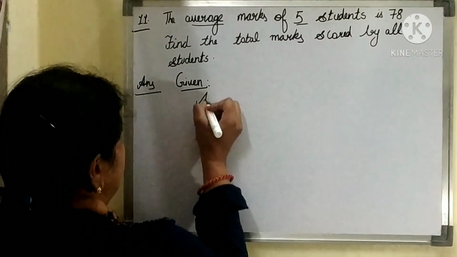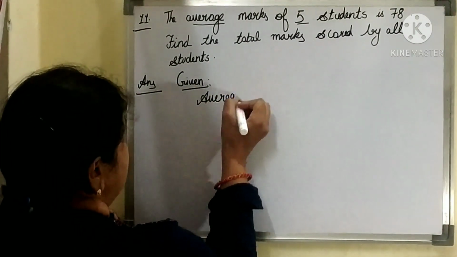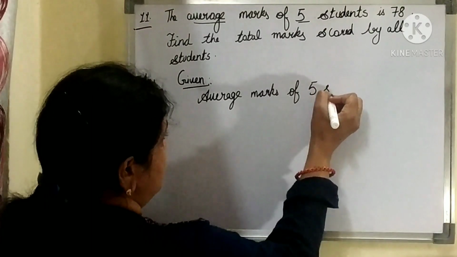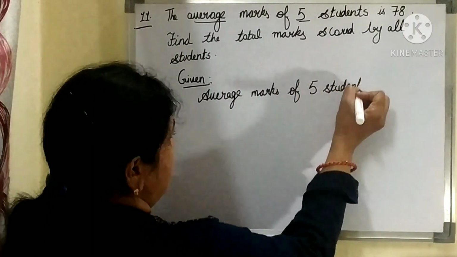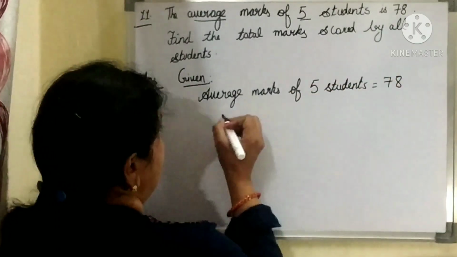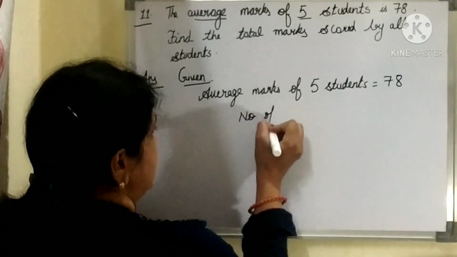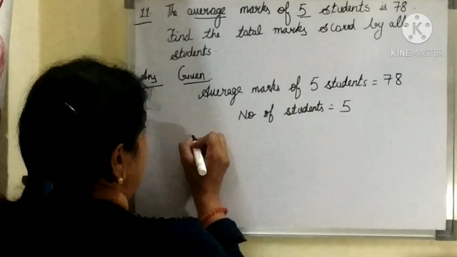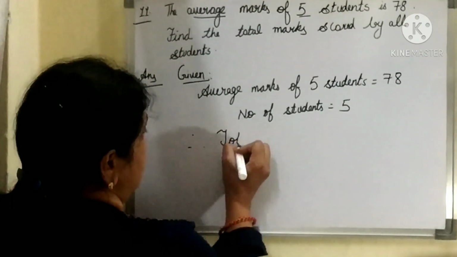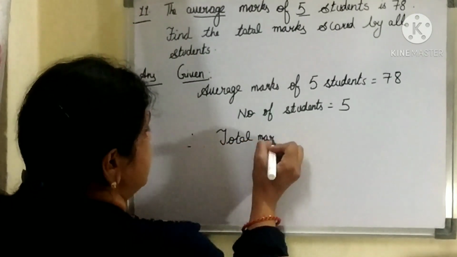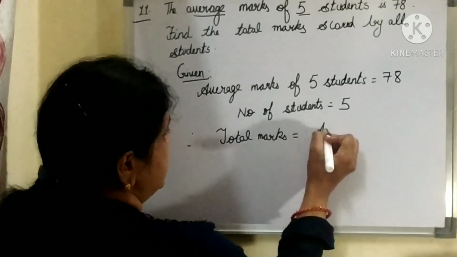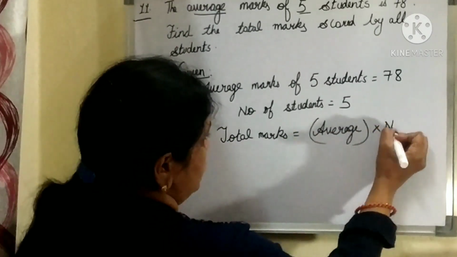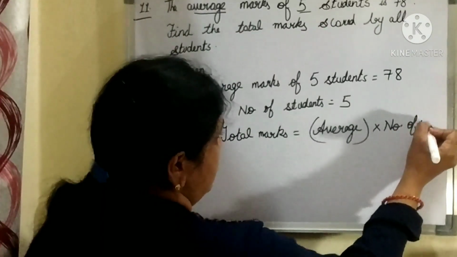So given, we will write it this way: given, average marks of 5 students is equal to 78. Number of students is equal to 5. Therefore, total marks, that is the sum of all numbers or total marks, is equal to average multiplied by number of students. Average multiplied by number of students.